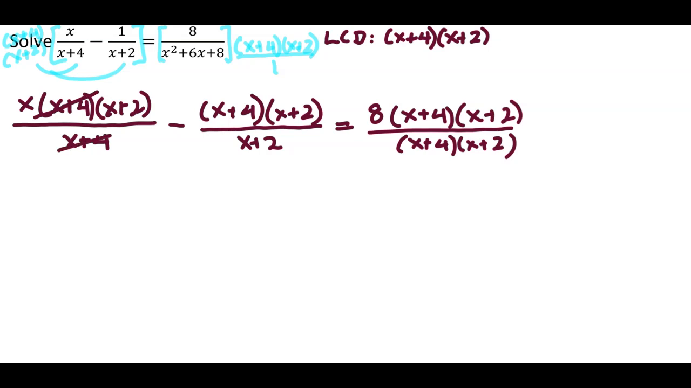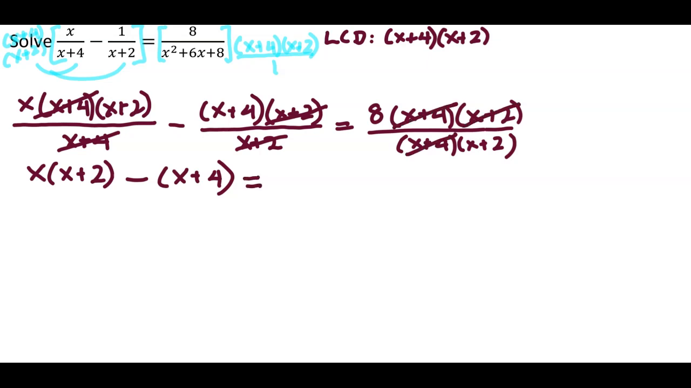In this first fraction, I get to cancel an x plus 4. So I'm left with an x and an x plus 2. In the next fraction, I can cancel the x plus 2, so I'm left only with the x plus 4. Those parentheses are really important. We need to subtract the entire thing, so just be careful about that. With subtraction, it's always a little bit tricky. Keep parentheses. On the right-hand side, I actually get to cancel both of those factors, so all that's left over there is an 8. I'm liking that.